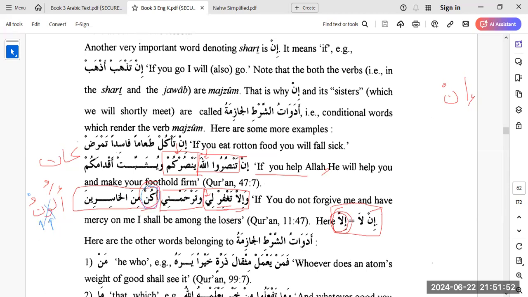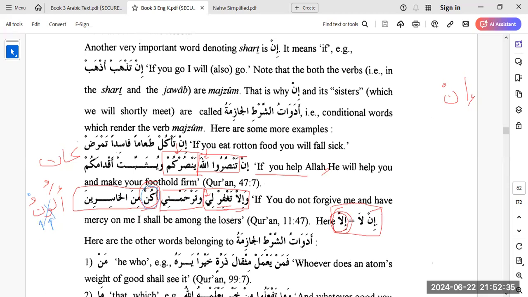Min al khasirin. It was khasirun, khasirin, because we have a harf jar before it. If you do not forgive me, wa in la tagfirli, wa tarhamni, and have mercy on me. I mean, if you do not forgive me and not have mercy on me, akun min al khasirin, I shall be among the losers. Right? So this is the jawab shart, and jawab shart does not get a fa here in this case because even in this case, the jawab al-shart is a verbal sentence. And if the jawab al-shart is a verbal sentence, it cannot get a fa in there, all right?